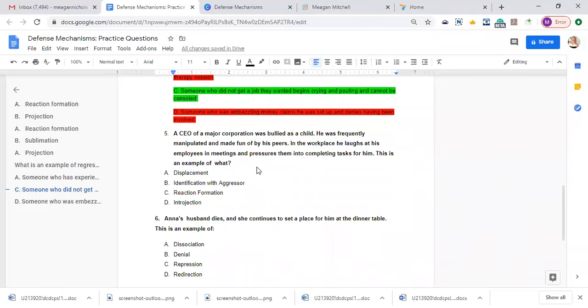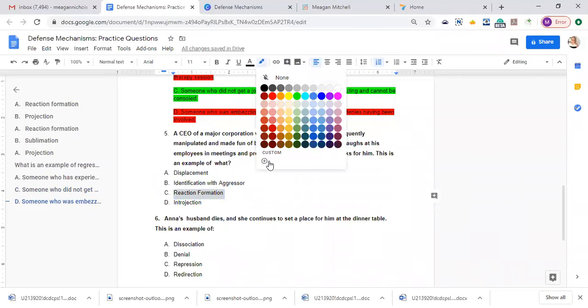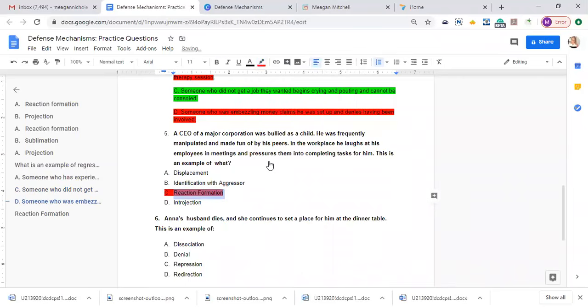So we can start to rule some out. Reaction formation is acting out opposite of the way you're feeling. That does not make sense. Introjection is taking the beliefs or values of someone and using them as your own. That does not make sense either. Which leaves us with displacement or identification with aggressor.